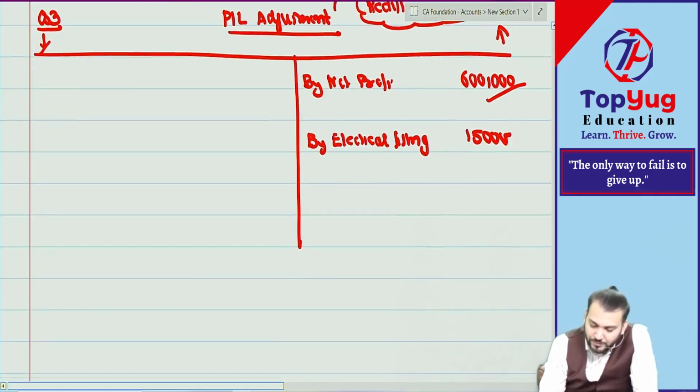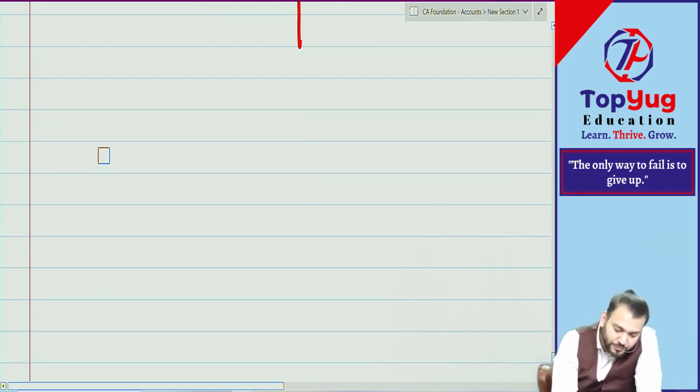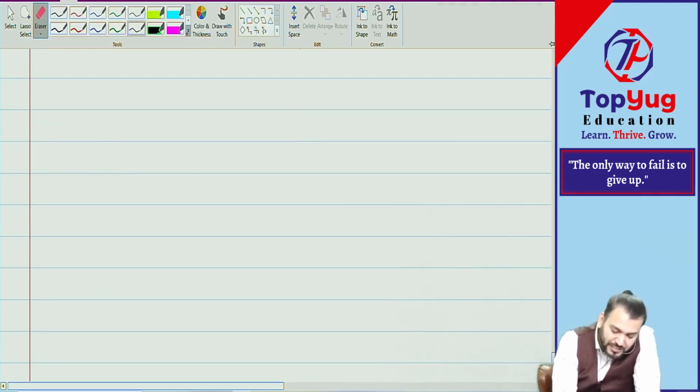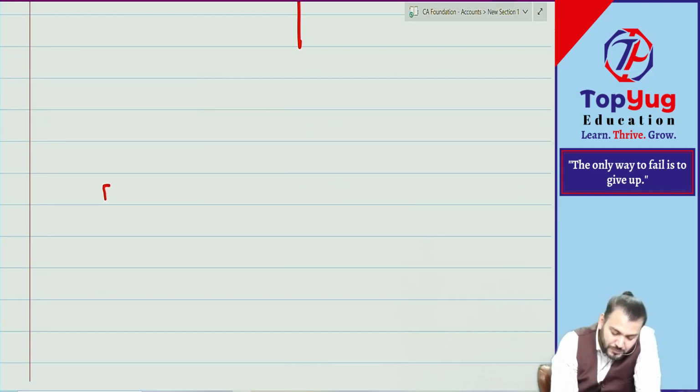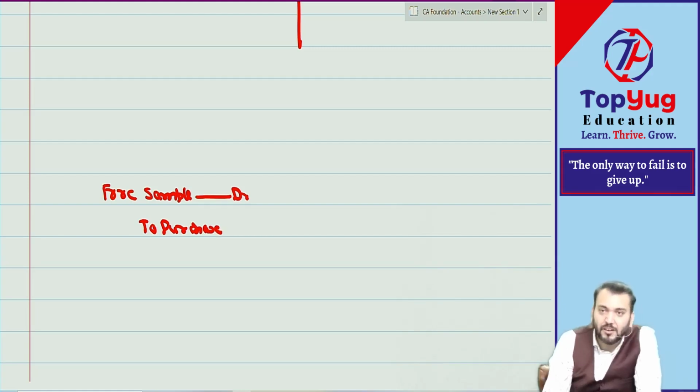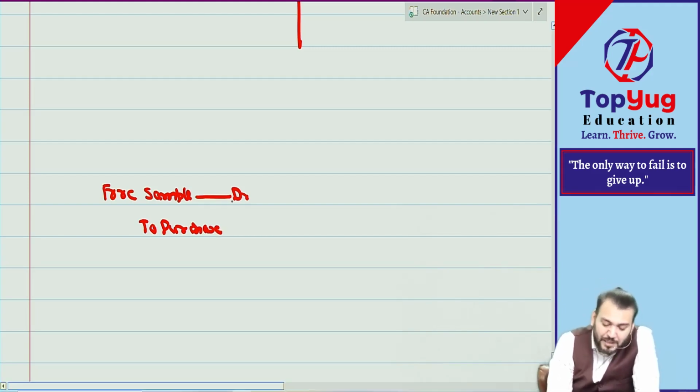Okay, let me explain. Tell me, what journal entry will you do? Free sample account debit to purchase account. Free sample account debit means expense increases, so your profit will decrease.